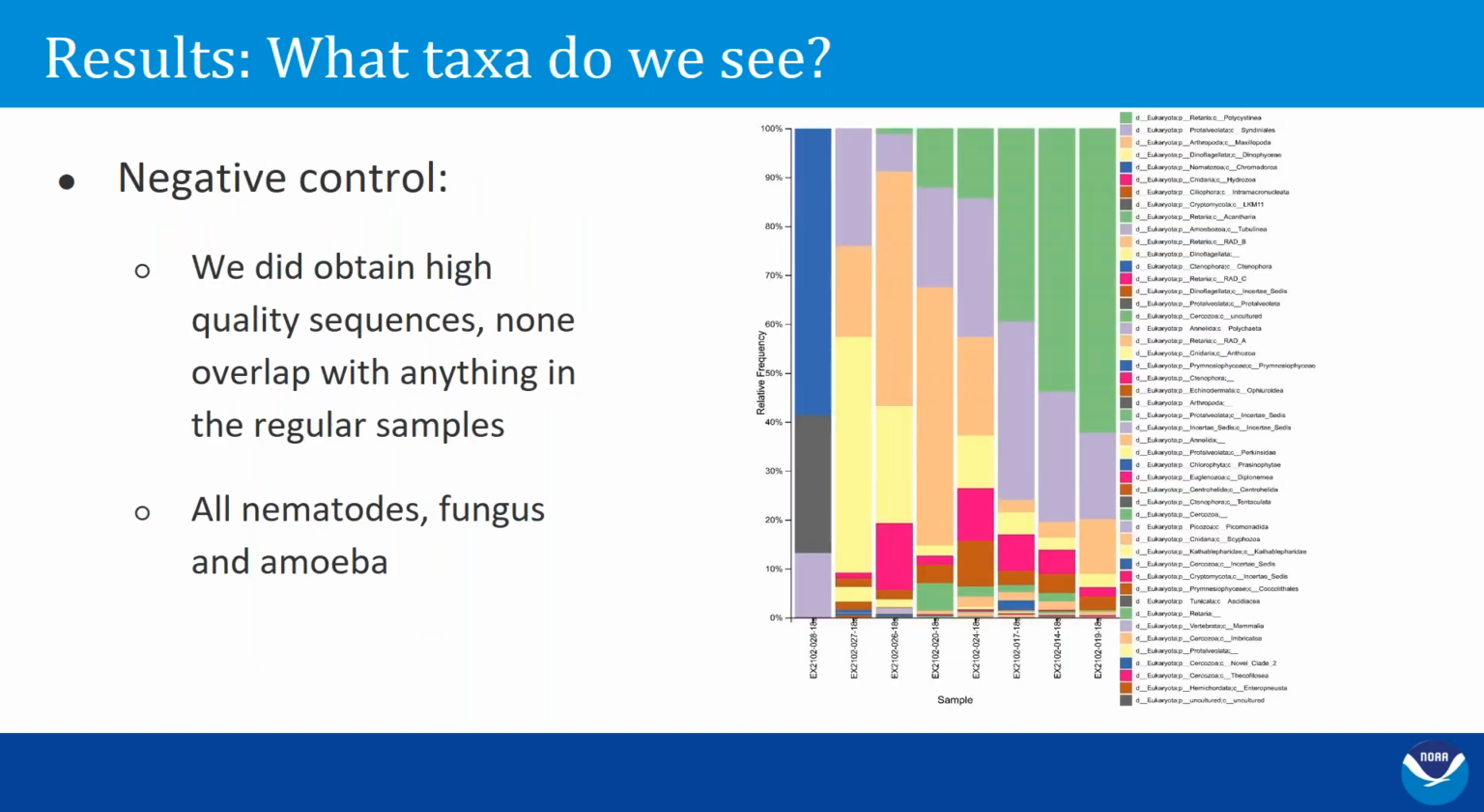So after we've done that, we can then dial back in and look at what we're seeing in each of our depths. So first I wanted to dial in and focus on the negative control, this furthest left bar. We were actually able to sequence DNA out of our negative control sample. Now the negative control was ship tap water from the wet lab on the ship, and we obtained high quality sequences from it. However, what's important to note is that none of these sequences overlapped with anything in the environmental samples. In fact, all the sequences we obtained were from nematodes, fungus, and amoebas.